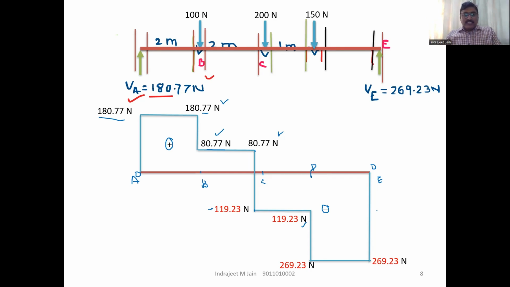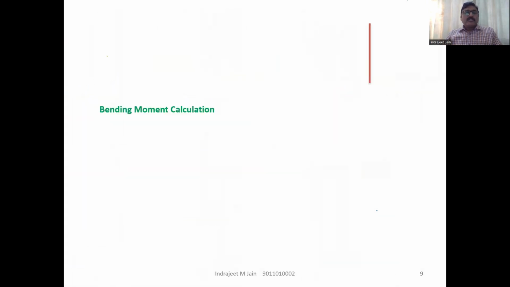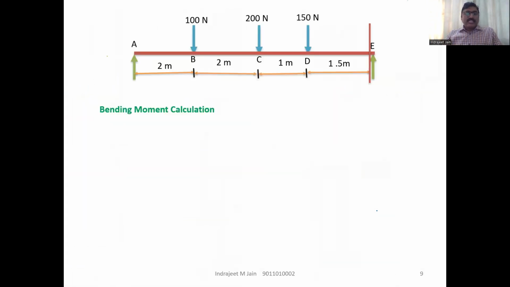Next calculation is bending moment. Now, for the bending moment calculation, the same beam we have to consider. The definition of moment is force times perpendicular distance. We'll take the bending moment at various sections A, B, C, D, and E.